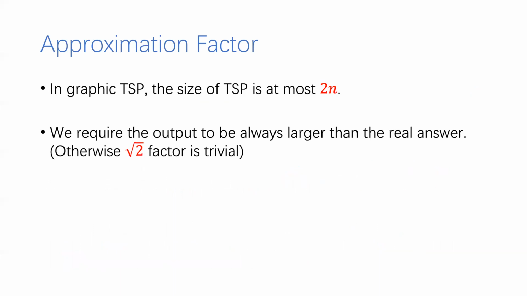Before going further, let's first make the concept of approximation factor clear. In Graphic TSP, the size of the TSP is at most 2n because the underlying graph is always connected, which means there is a spanning tree of size n. We require the output to always be larger than the real answer. Otherwise, a square root of 2 factor is trivial, because the TSP size is always between n and 2n, so we can just output square root of 2 times n.